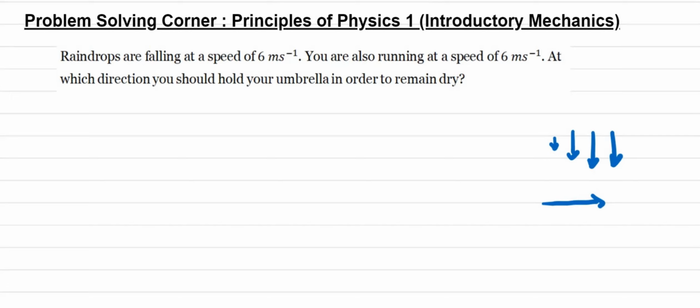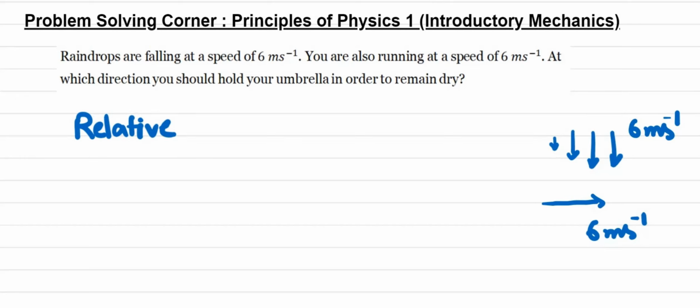Your speed is 6 meters per second, which is the same as that of the raindrops, which are falling downward with the same speed. Now the question is, in which direction should you hold your umbrella in order to remain dry? That's an interesting question, and there is a concept that I can introduce you to, and that is the concept of relative velocity.